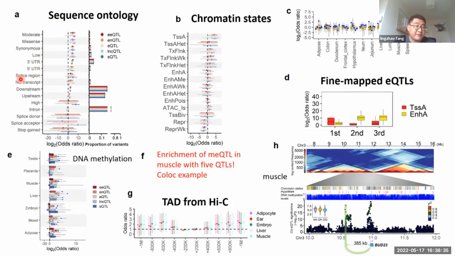Focusing on the splicing region, we can see a much higher enrichment for splicing QTLs compared to other kinds of QTLs. Splicing QTLs also have a higher impact and are enriched in the splicing acceptor. But the splicing annotation is quite poor in the current genome, because you can see that the standard error is quite large, but you still can see the significant enrichment. The x-axis is log transformed, so this is a very good enrichment.